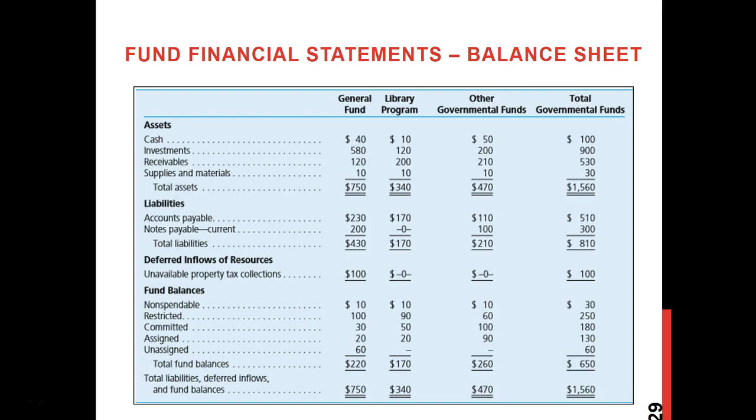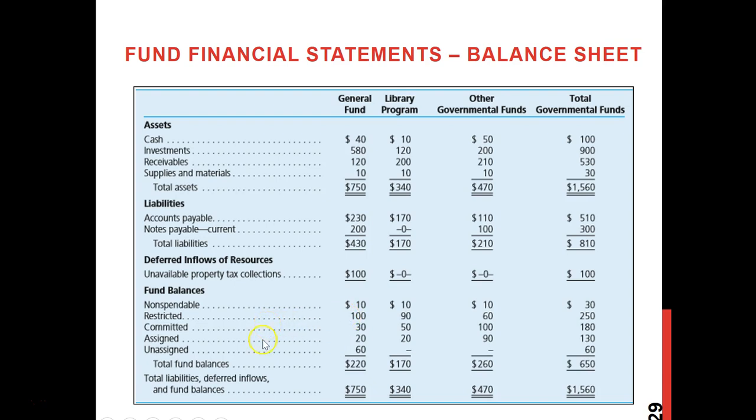Now the second category is the restricted amount. For this restricted amount, it is the funds held by the government that must be spent in a manner that has been designated by an external party. That means the restriction is imposed by the external party.